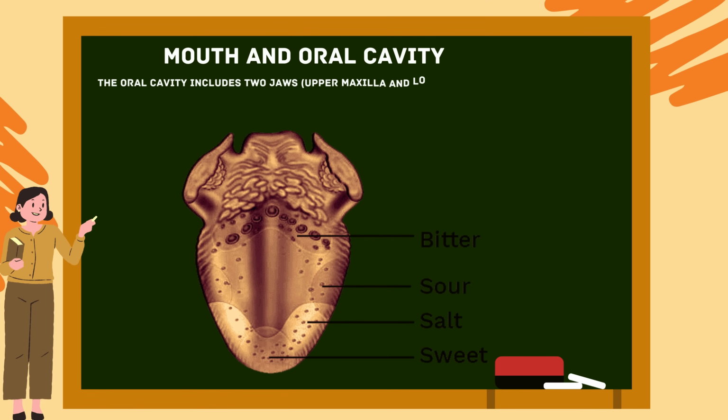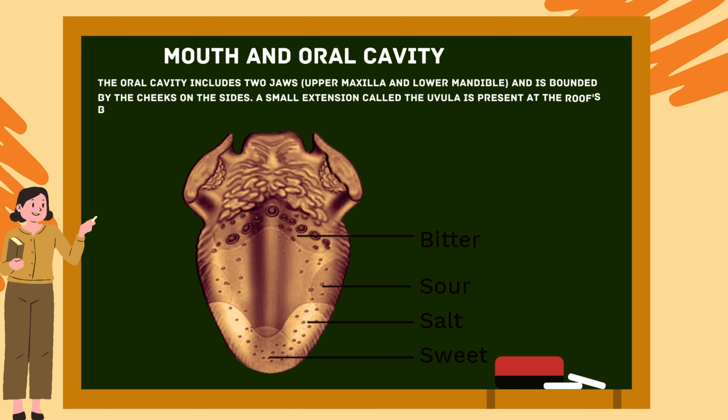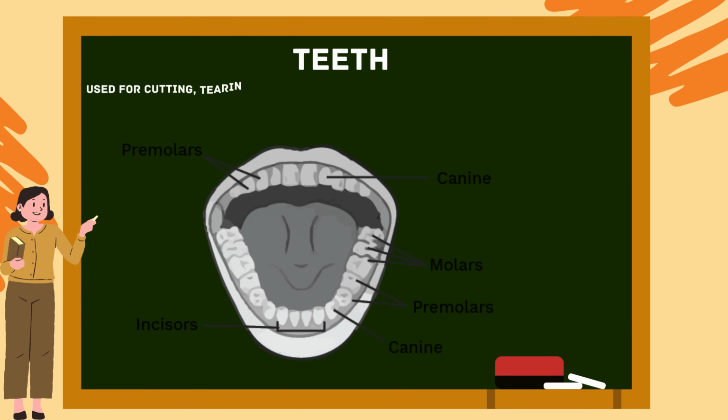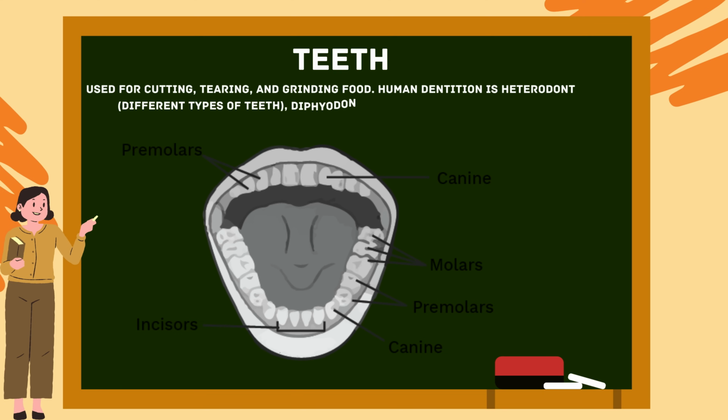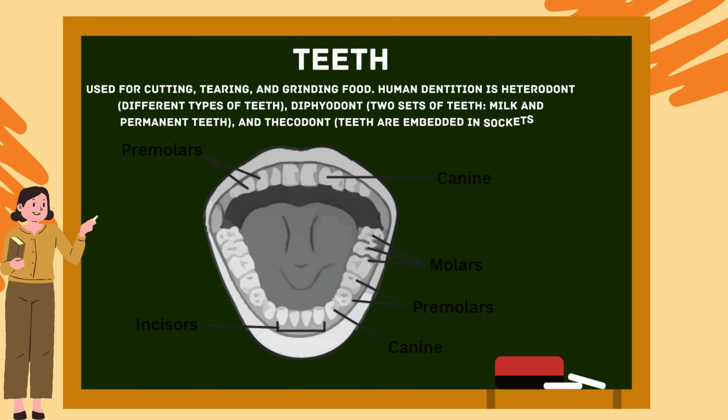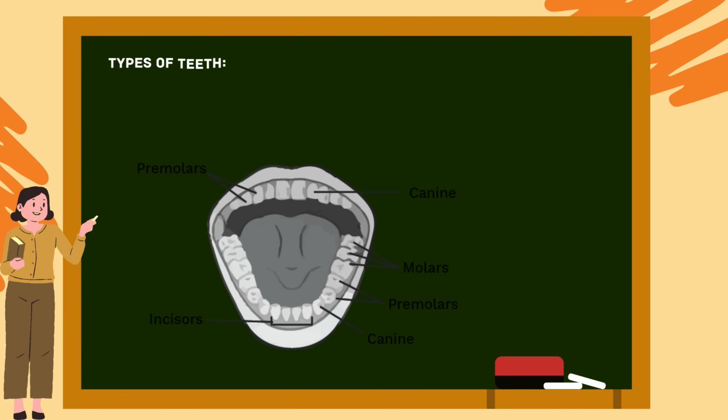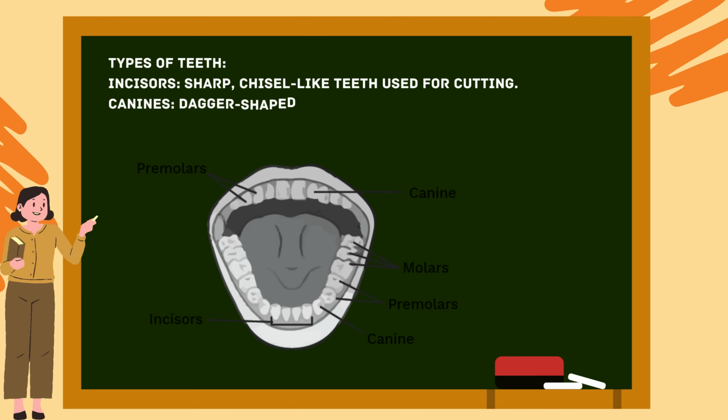The oral cavity includes two jaws, upper maxilla and lower mandible, and is bounded by the cheeks on the sides. A small extension called the uvula is present at the roof's back. Inside the oral cavity are teeth, used for cutting, tearing, and grinding food. Human dentition is heterodont, different types of teeth; diphyodont, two sets of teeth, milk and permanent teeth; and thecodont, teeth are embedded in sockets. Types of teeth: incisors, sharp, chisel-like teeth used for cutting.